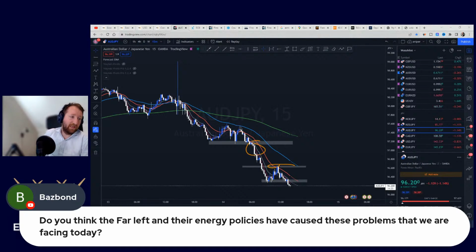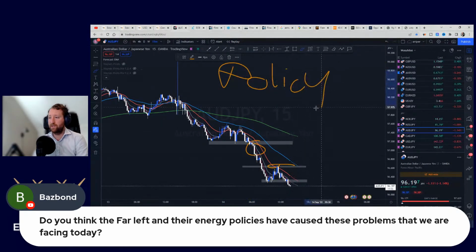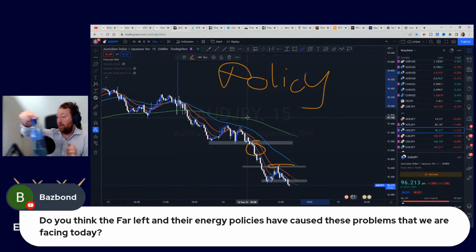Do you think the far left and their energy policies have caused these problems that we are facing today? So the reason, in my opinion, comes down to policy. It's policy to become greener. Sweden and Germany have taken down production without sufficiently adding more renewable energies, or other energy sources that can be turned on whenever it doesn't rain, the wind doesn't blow, it is dry, and there's no waves.